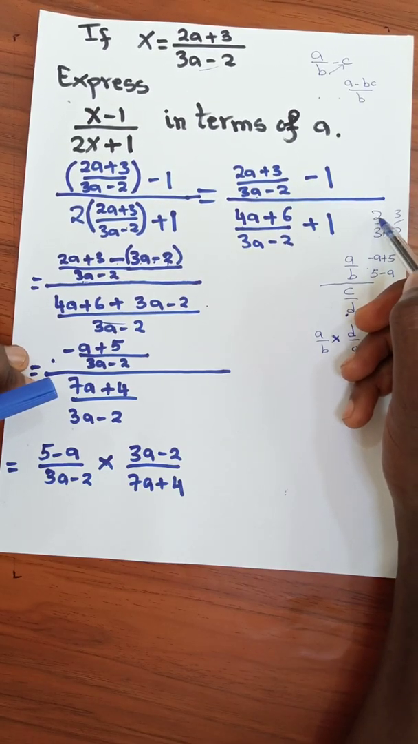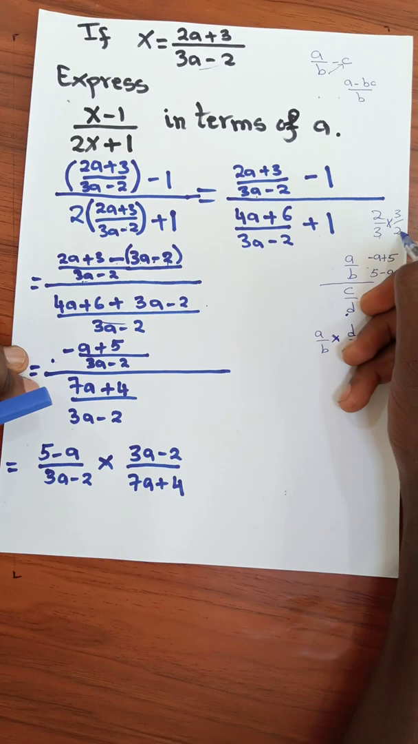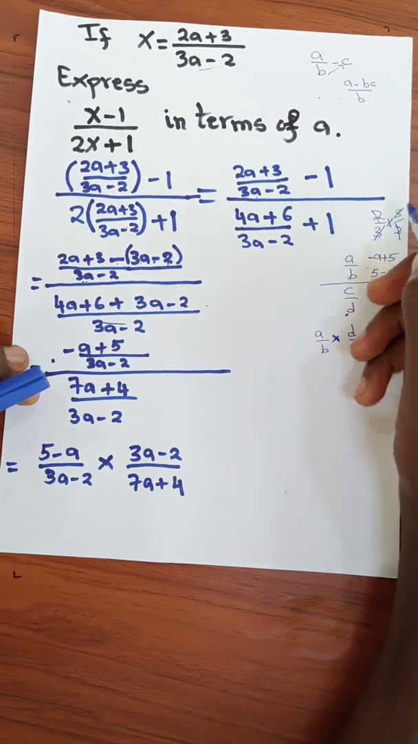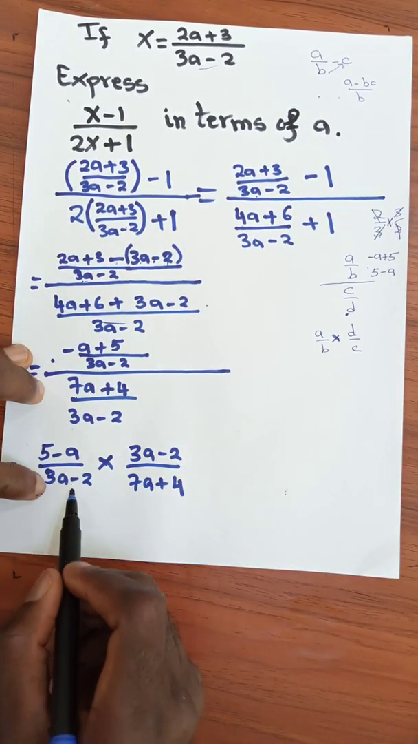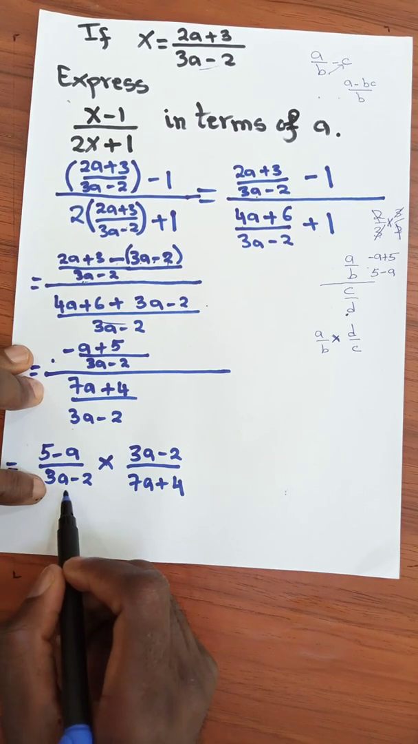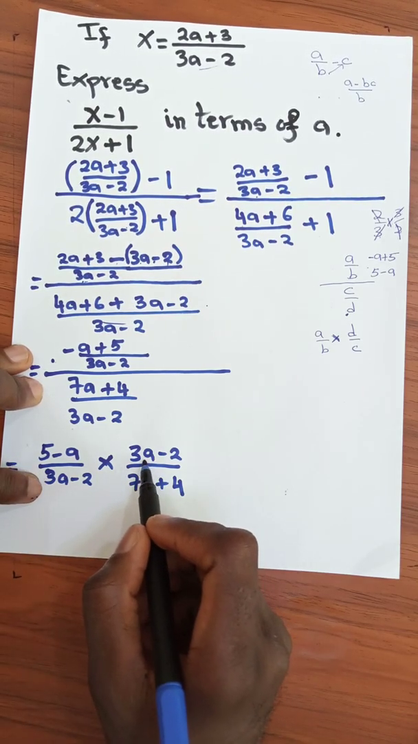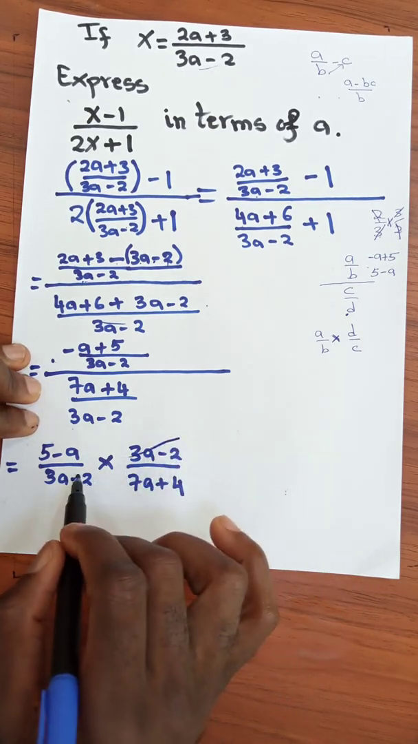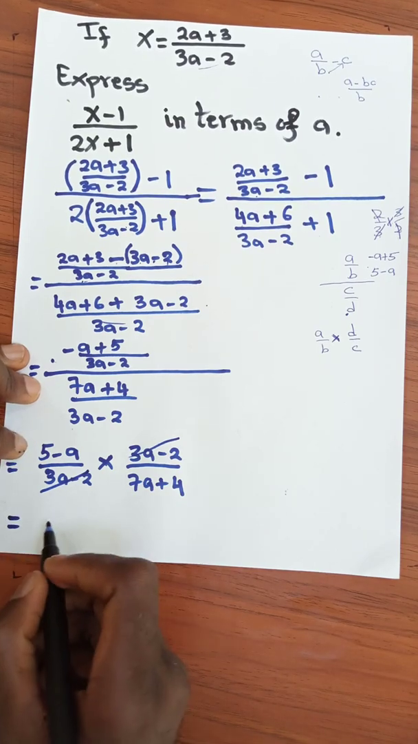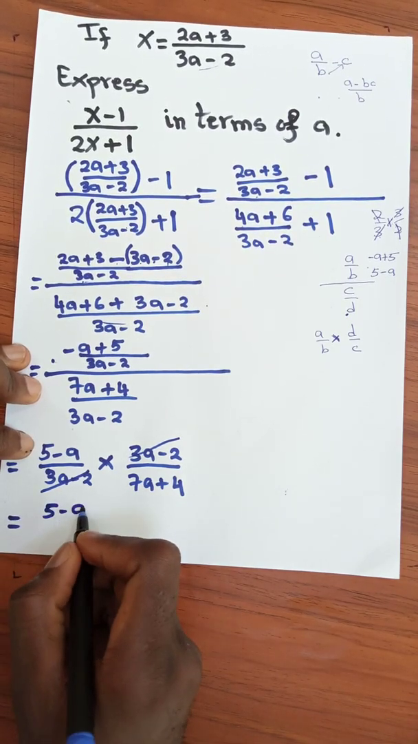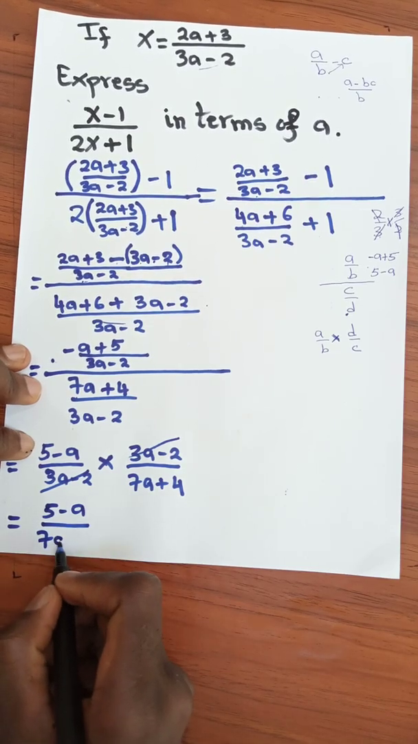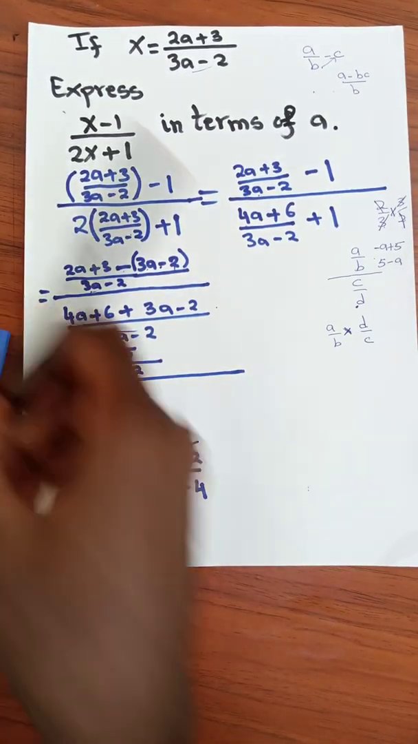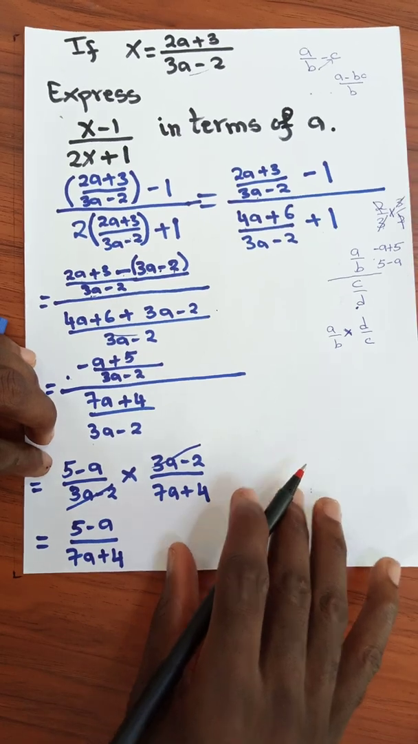So 2 on 3 multiplied by 3 on 2 means that this 3 can cancel this, and these 2 also can cancel. The same thing here. 3a minus 2, which is the denominator here, will cancel the numerator on the second fraction. So this cancels out, and then we are left with 5 minus a on 7a plus 4. And this is the final answer they are looking for. This is what they are asking us to do.